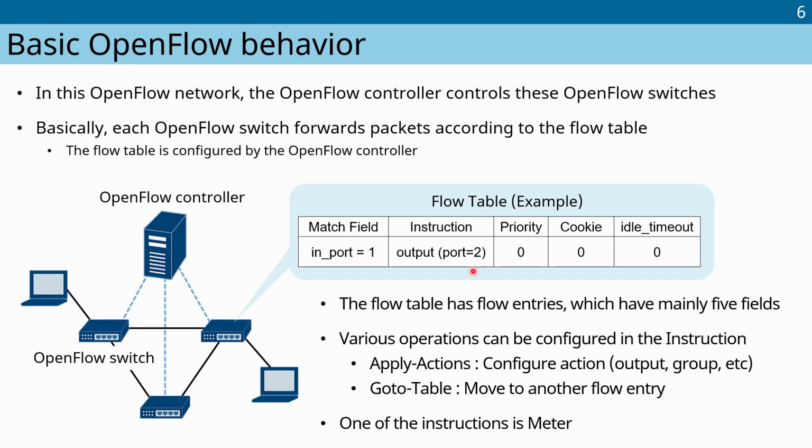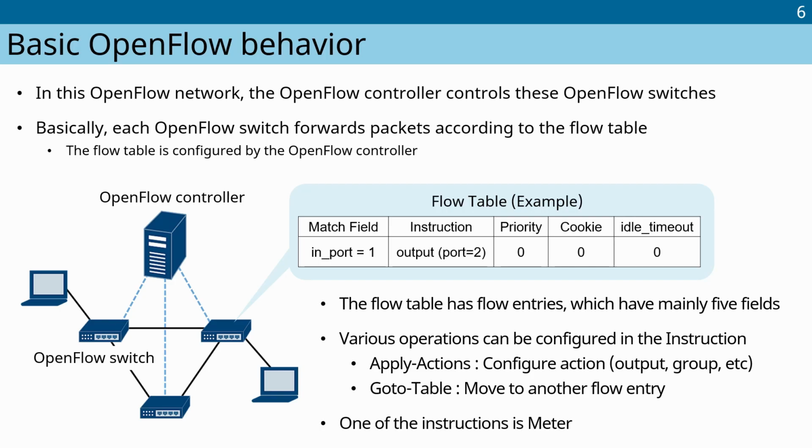If a packet matches more than one flow entry, the flow entry with the highest priority is applied, and the packet is processed according to the instruction field. The OpenFlow controller can store a cookie in a flow entry to identify the flow entry. If a flow entry has a timeout field and the timer has expired, then the flow entry is deleted from the flow table. At this time, the OpenFlow switch can send a flow removed message to the OpenFlow controller.